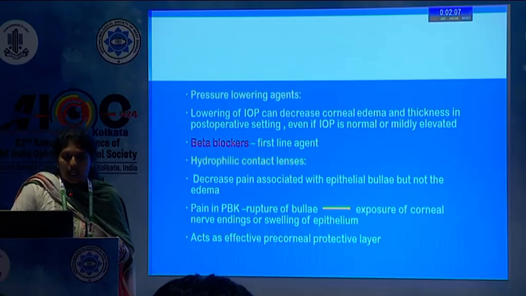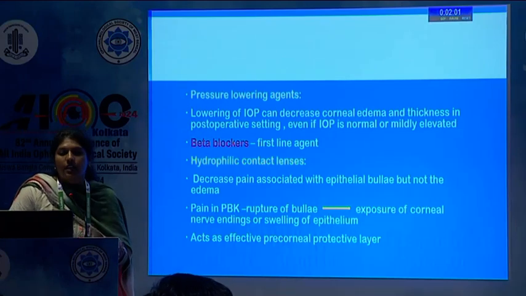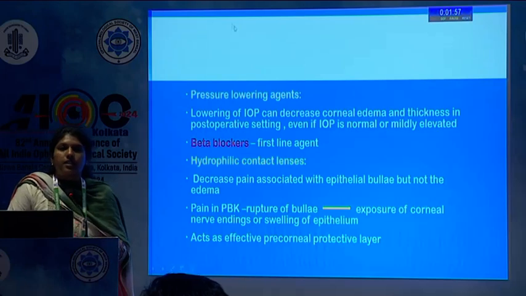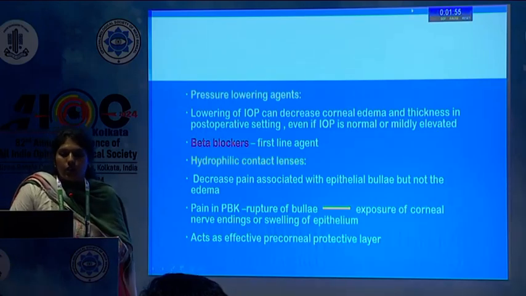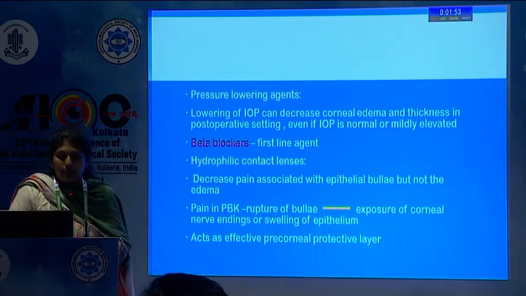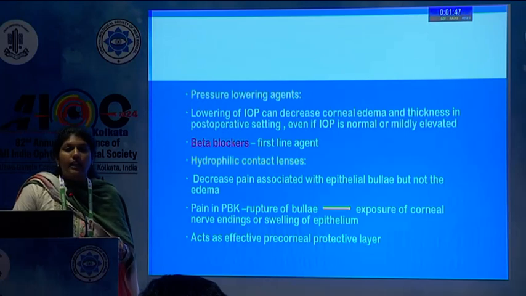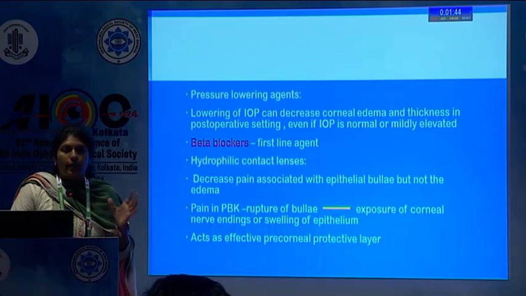Next is the pressure lowering agent. Here beta blockers play the first role, because by lowering the IOP, we can decrease the corneal edema. Next are hydrophilic contact lenses. Here, the hydrophilic contact lenses are used to decrease the pain caused by rupture of the bullae. The pain in PBK is mainly due to the rupture of the bullae and exposure of the corneal nerve endings. So the lens acts as an effective precorneal protective layer.